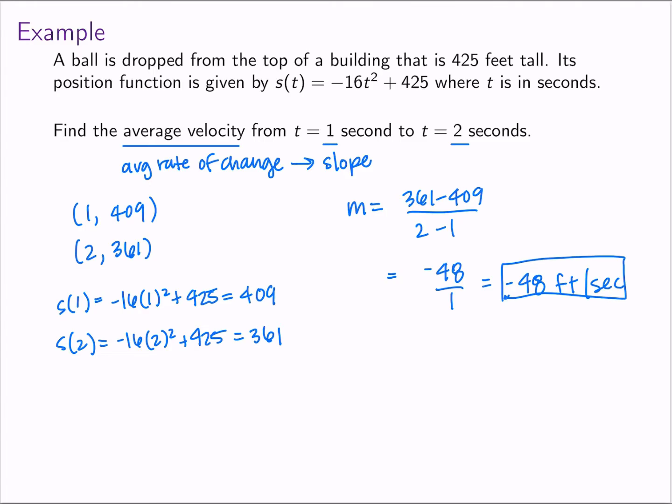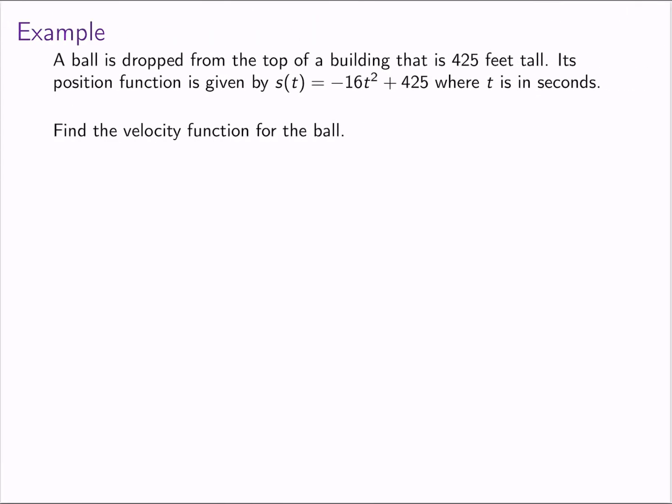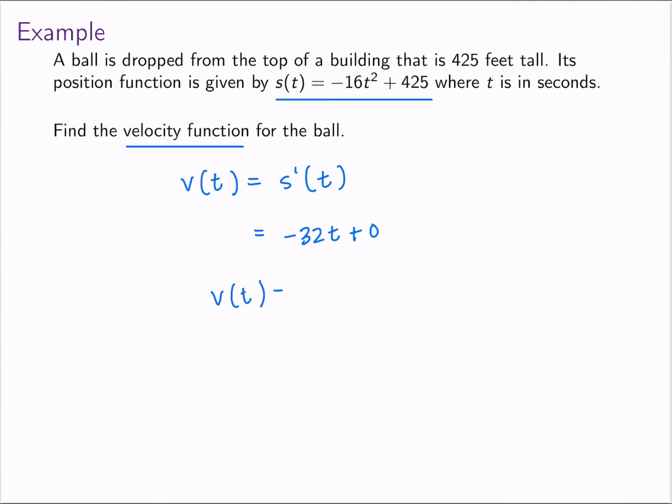Okay. Let's look at this next question. Still the same situation, and now we want the velocity function for the ball. So velocity, that v of t, remember that's just our first derivative of position. Our position function is given to us up in the problem. So let's take its derivative. That would be negative 32t using the power rule plus 0. So v of t is just negative 32t.